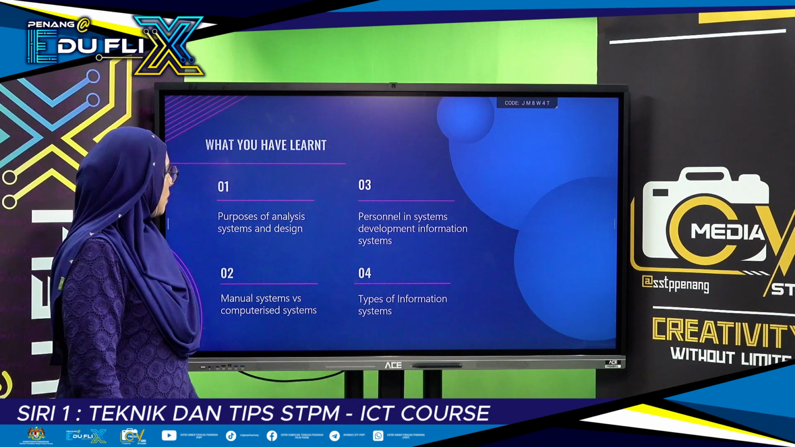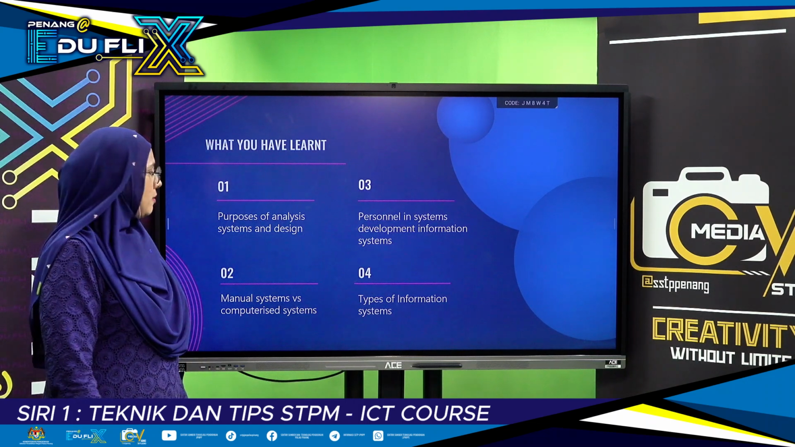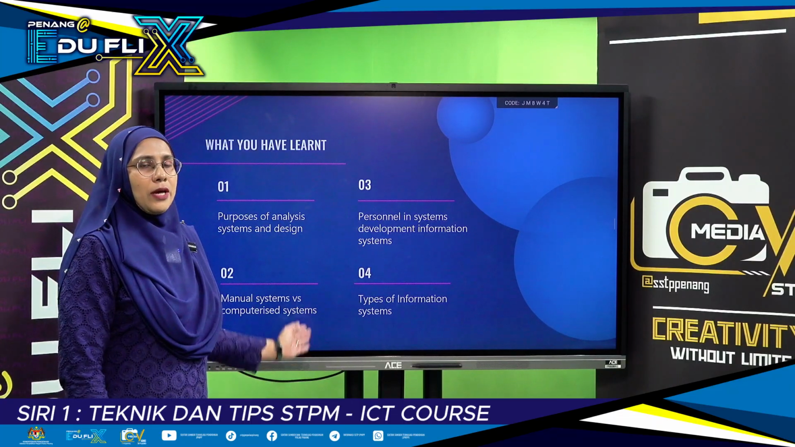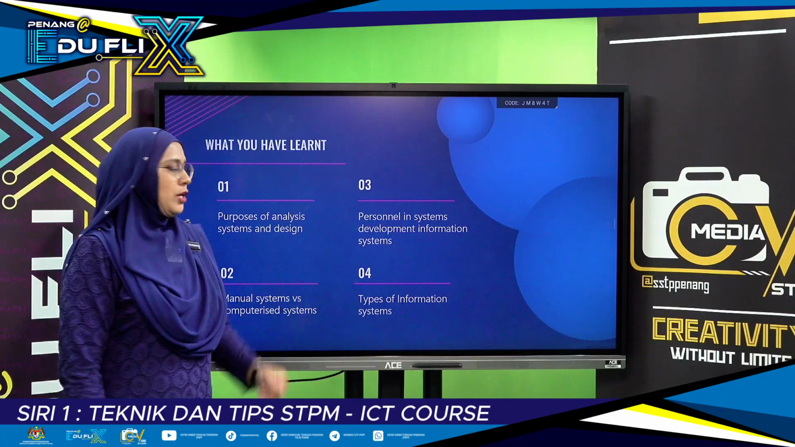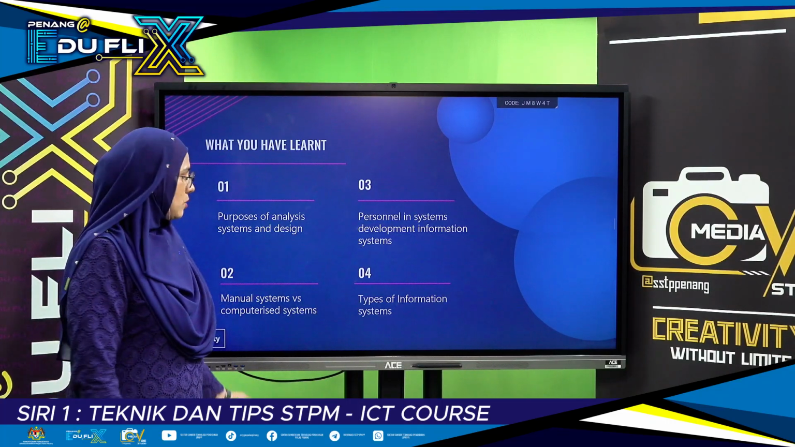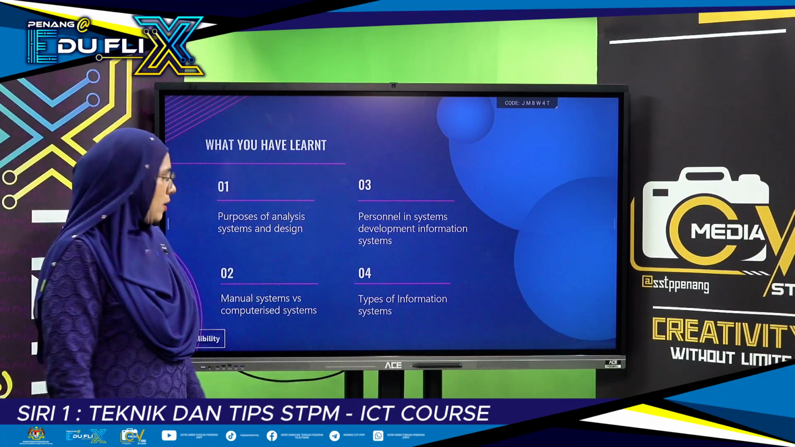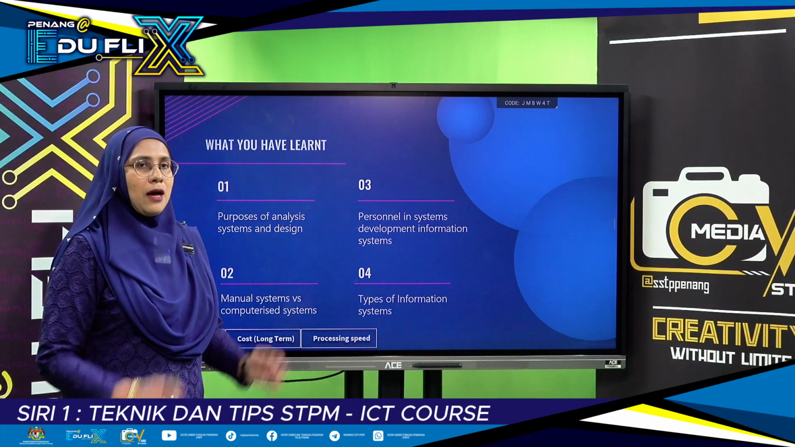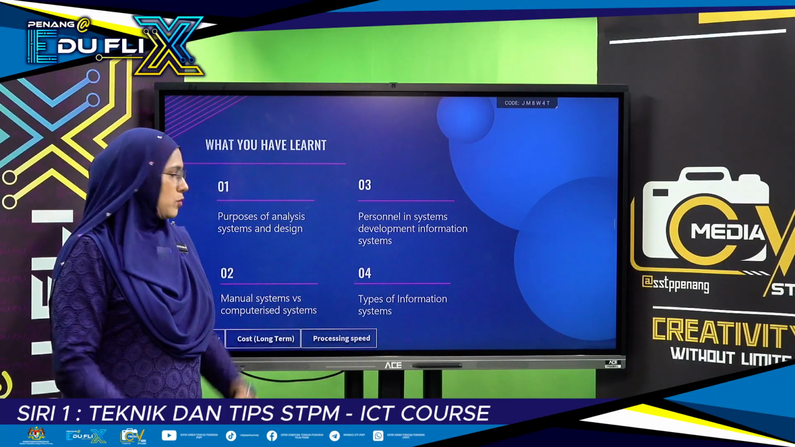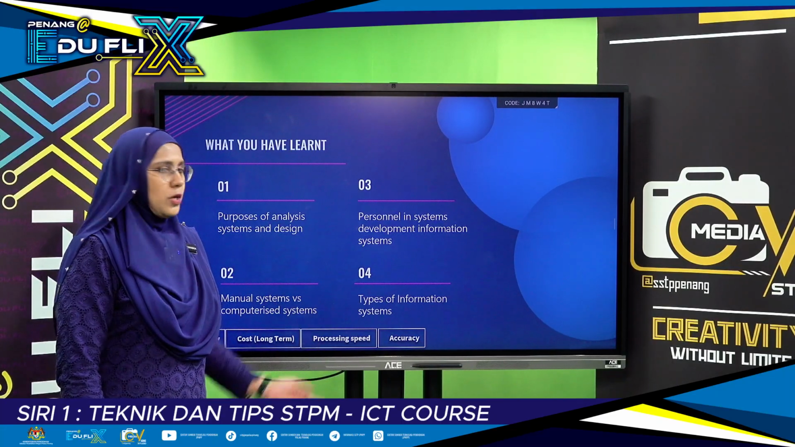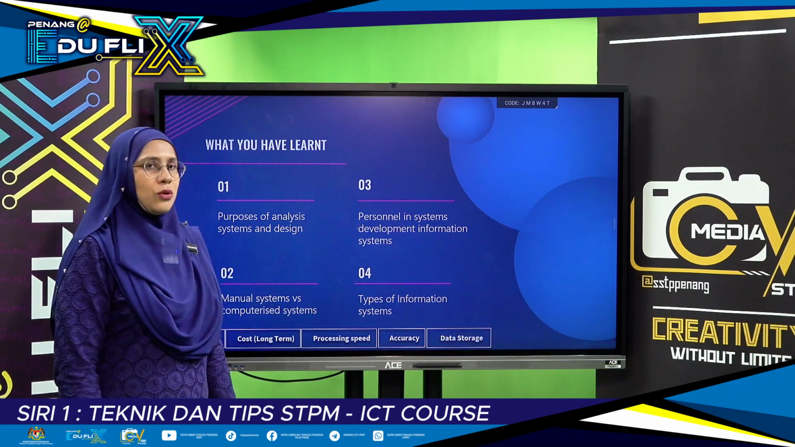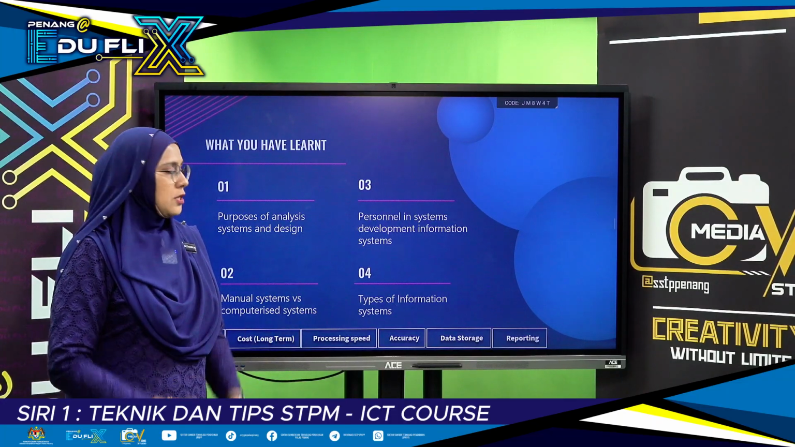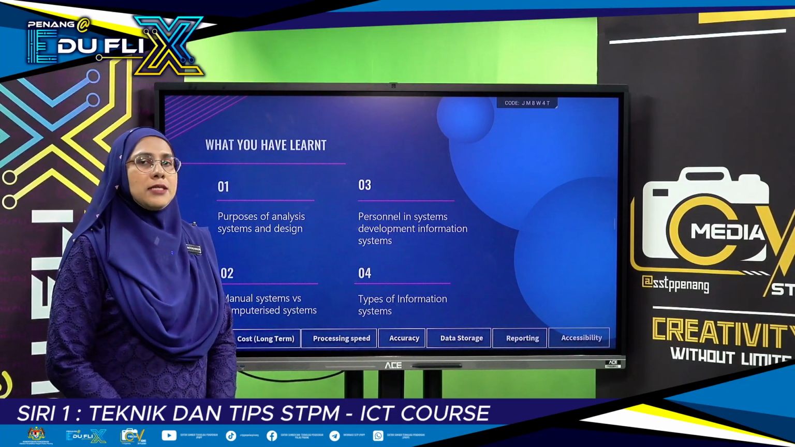The first one is Purpose of Analysis, System and Design. The second one will be manual system versus computerized system. Okay, to differentiate, to compare, you need to have a few features. The features that you will use to compare will be scalability, cost, long-term cost, processing speed, how manual and computerized systems are processed, and then accuracy, which one is more accurate, and then data storage, which one needs more data storage, and then reporting, the accuracy of reporting, and also the last one will be accessibility.